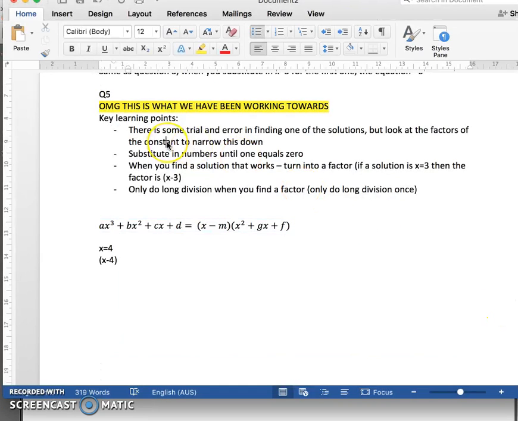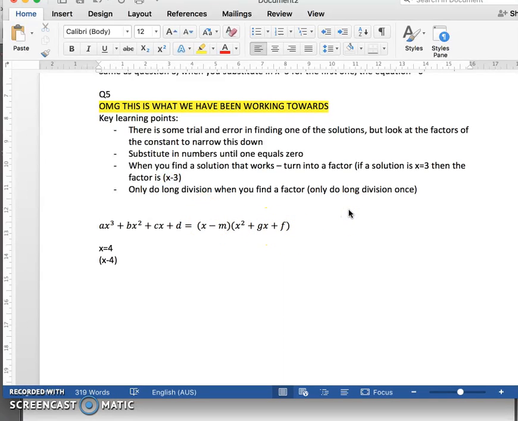Go back to my key learning points. You basically have to do some trial and error to find one of the solutions. But you look at the factors of the constant to narrow this down. So you look at that end number of the cubic, and the factors of that give you some ideas of things to trial and error. You substitute these numbers into the cubic until one equals 0. When you find a solution that works, you turn it into a factor. So if the solution you tried was when x was 3, the factor is x take 3. Then you do the long division using this factor to find the quadratic part of it.